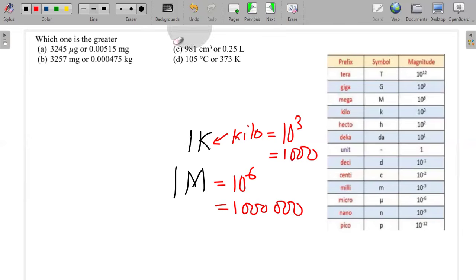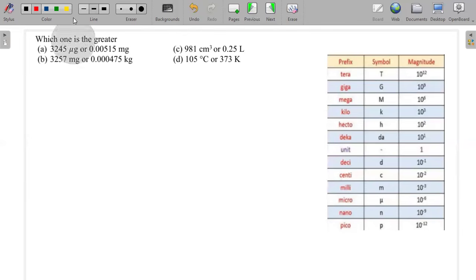So you have to know the value of the prefixes. If they say giga, it's the same as 10 to the power 9. If they say tera, it's the same as 10 to the power 12. If they say mega, that's the same as 10 to the power 6. Kilo is 10 to the power 3. Hecto is 10 to the power 2. So as long as you know this table, then unit conversions will never be a problem to you.